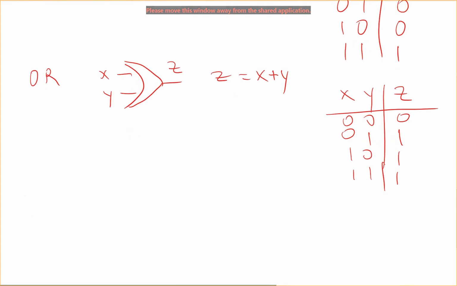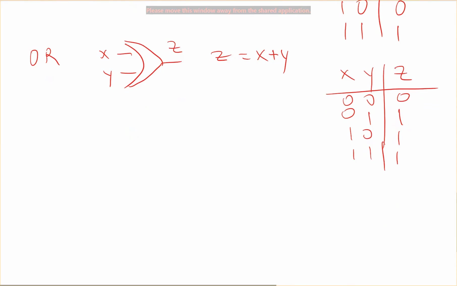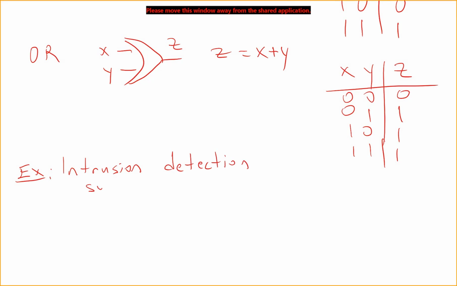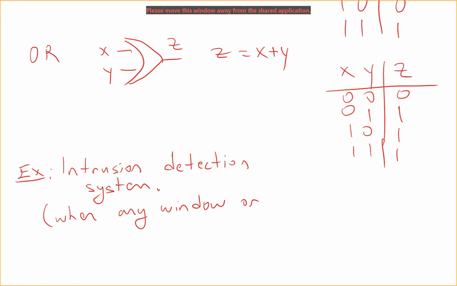So let's see a basic application of an OR gate. Let's say I will design a simple intrusion detection system. In this system, in my house, when any window or door is open, then I will activate my alarm.